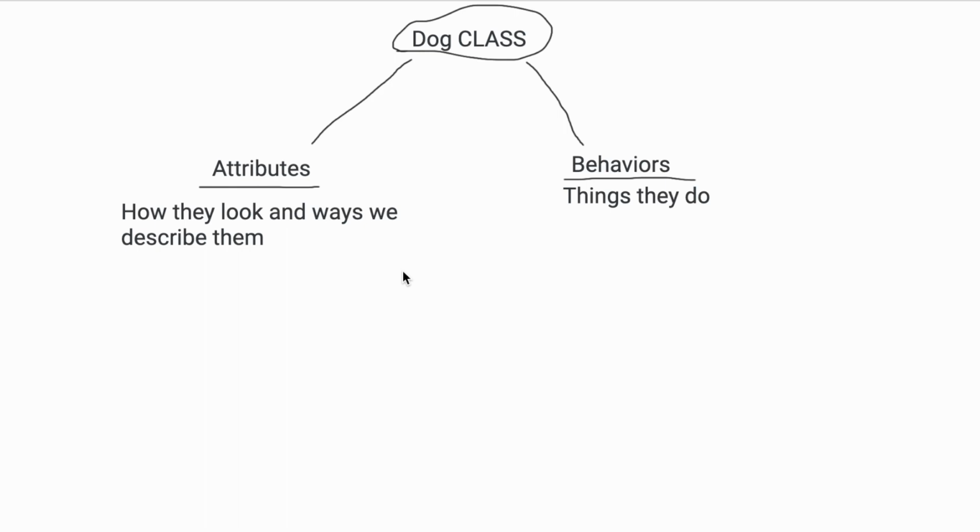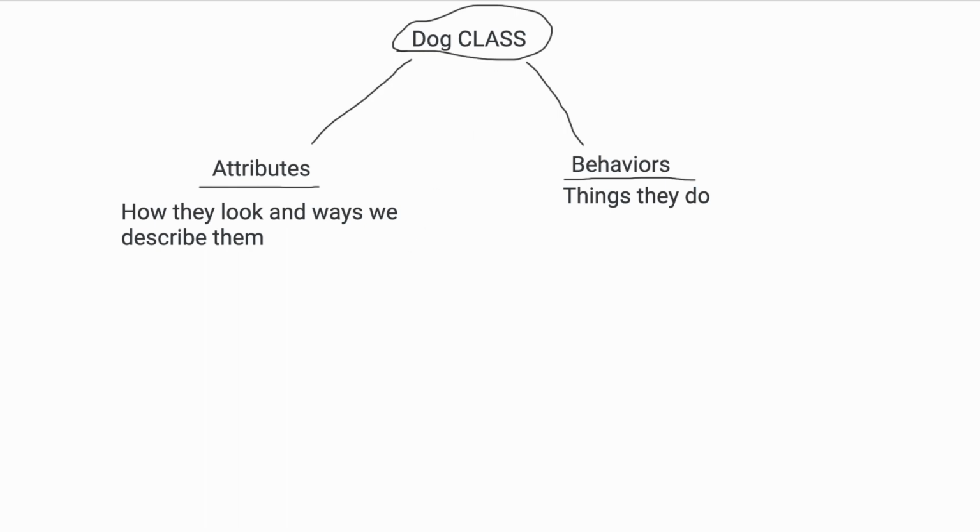Now, behaviors are different. These are things that they do. Well, dogs can play fetch. They can eat. They can poop. They can bark. These are things that dogs do. So see the two differences here. One is very much about describing them, and the other is about things they do and actions.